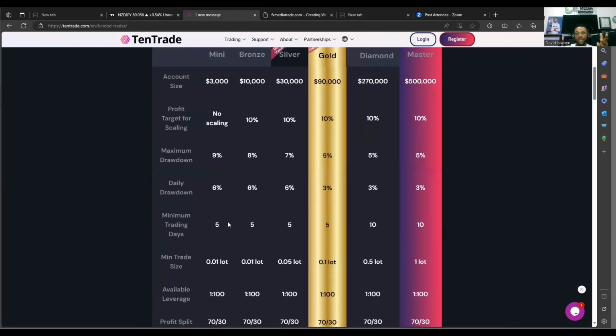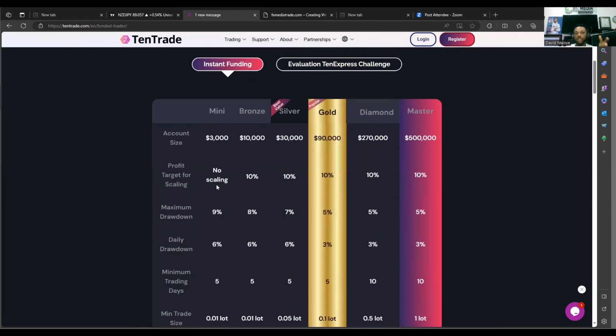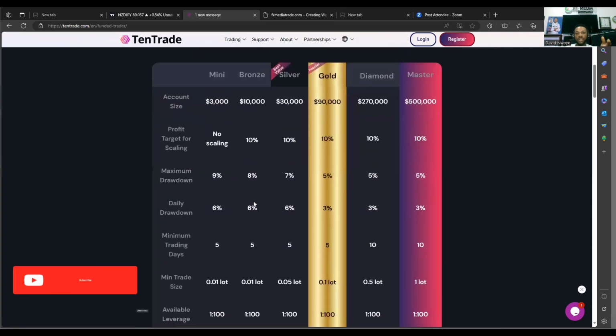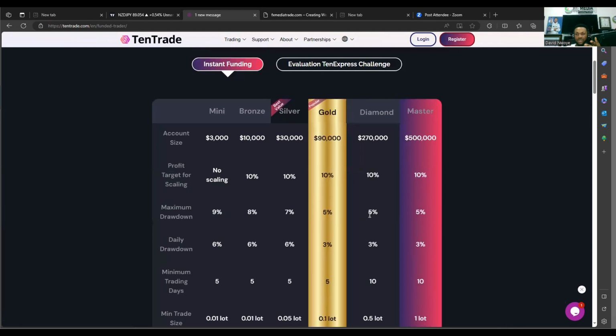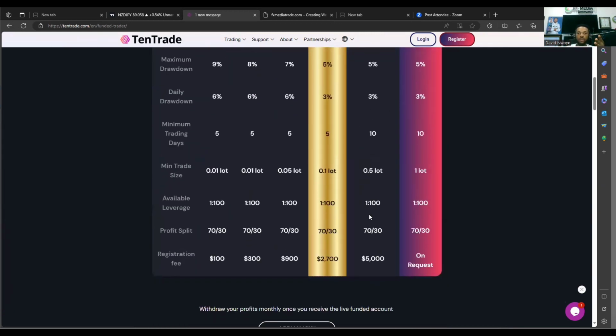But remember, there is no scaling for the $3,000 account. Scaling is available from $10,000 accounts, meaning that with your $300, you can scale up to $276,000. That's crazy, right? Whatever amount of money you have, you can actually use it to scale up.